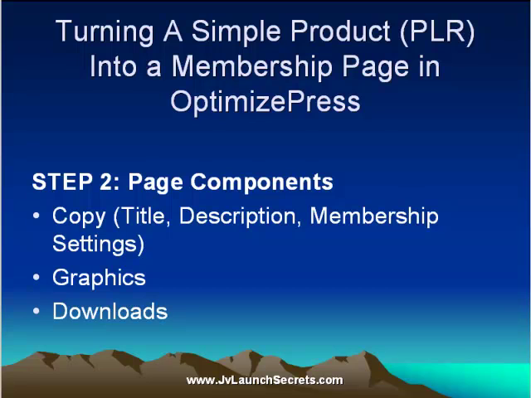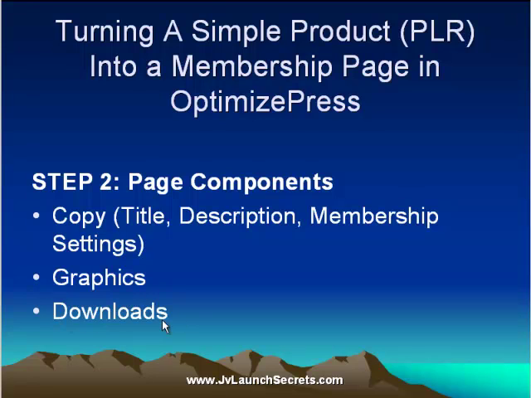Step 2, let's look at the page components in OptimizePress, and there are different things. So there's obviously the copy. There's the title, the description, the membership settings. We're going to go through that. And then there are graphics that you want to use in certain spots. Some of those are going to be the product graphics. Some of them are the built-in graphics that come with OptimizePress.